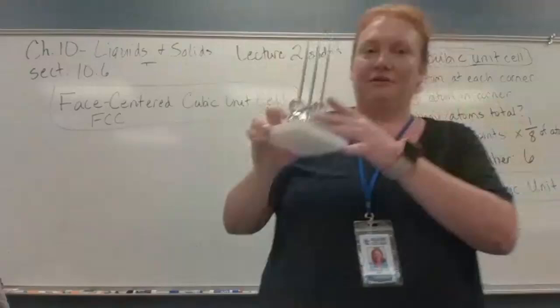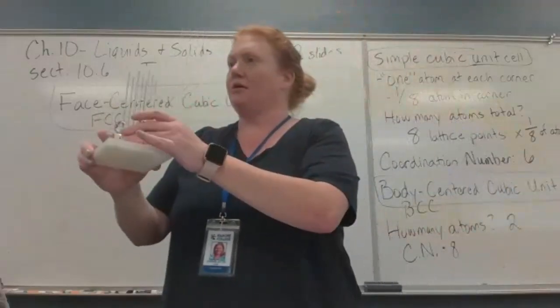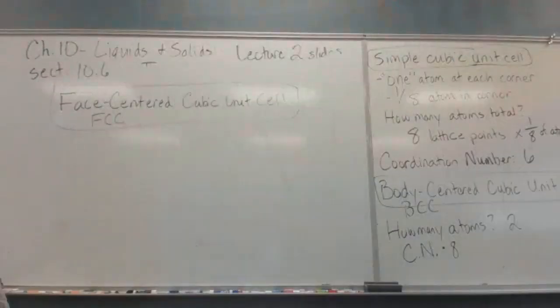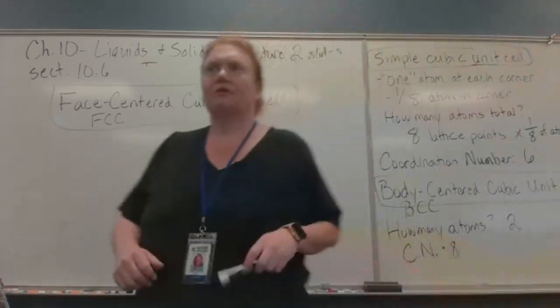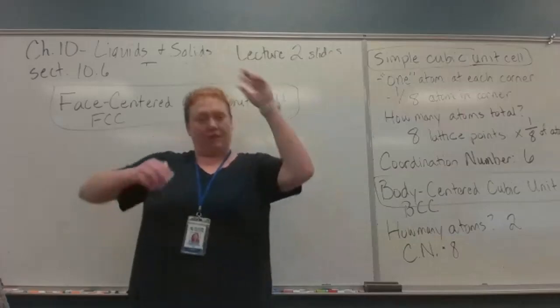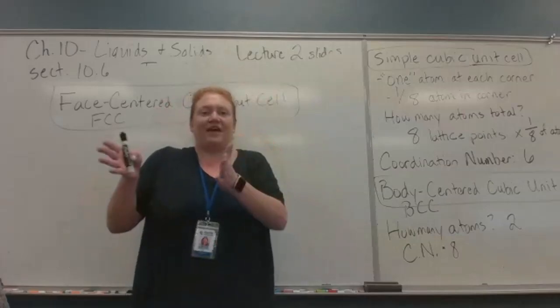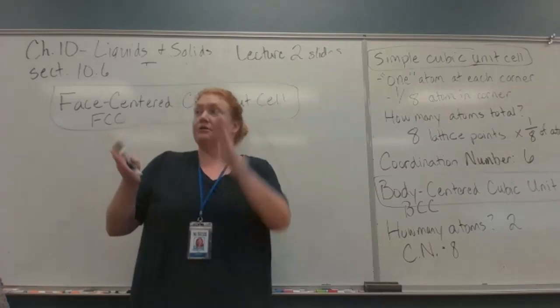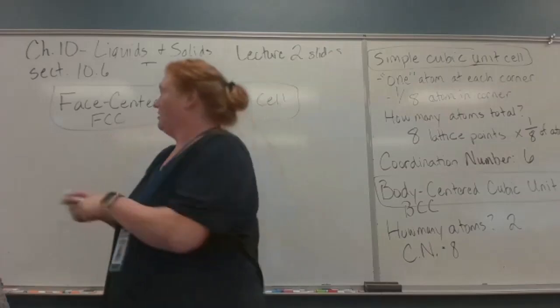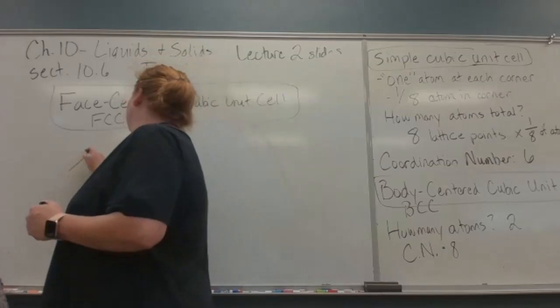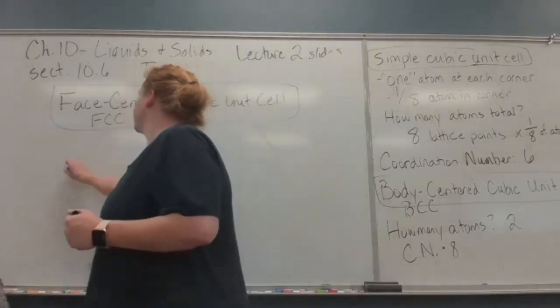Here is a model of an FCC unit cell. I'm going to pass it around. See if you can observe the 8 atoms at the corners, and then how many atoms on how many faces? How many faces are there in a cube? Like a die, right? 6 sides. Okay. So if I've got, no, don't start that way. Start this way.